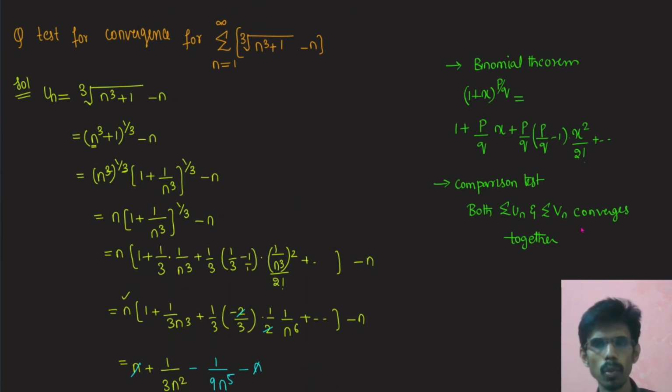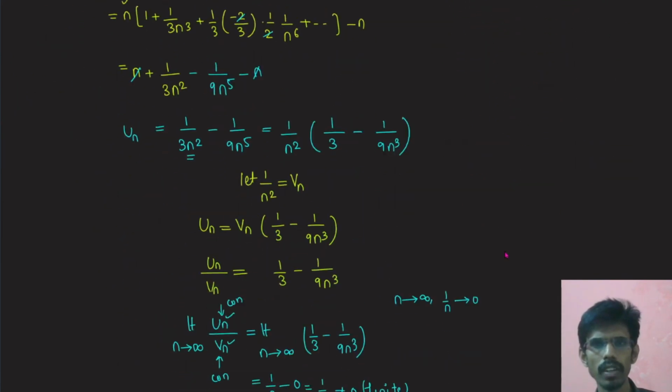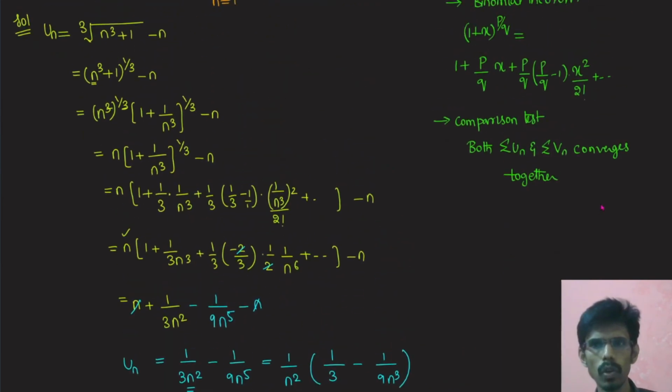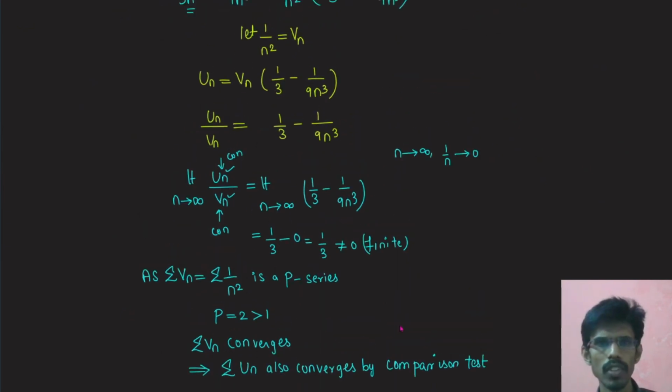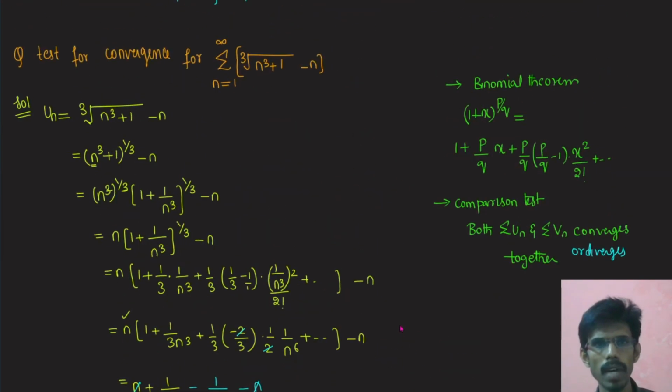Comparison test says both Un and Vn converge together or diverge together. Here in this case, Vn converges, that's why Un also converges by this comparison test.